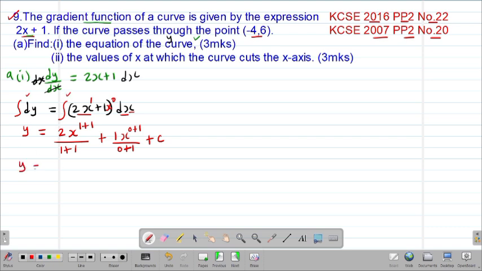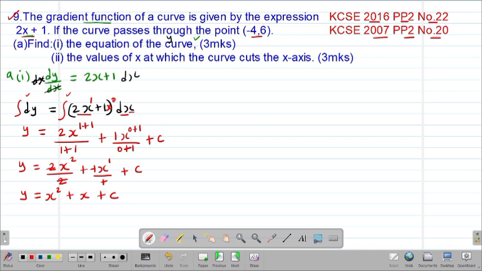Therefore y will be equal to 2x to the power of 1 plus 1, which gives 2, divided by 1 plus 1, which will still give us 2, then plus 1x to the power of 0 plus 1, which gives 1, divided by 0 plus 1, which gives 1, plus the constant of integration. So clearly y will be equal to, 2 and 2 will cancel out, so we're going to have x squared, then of course plus, 1 and 1 will cancel out, so this will be x to the power of 1, which is basically x, then plus c, which is our constant of integration.